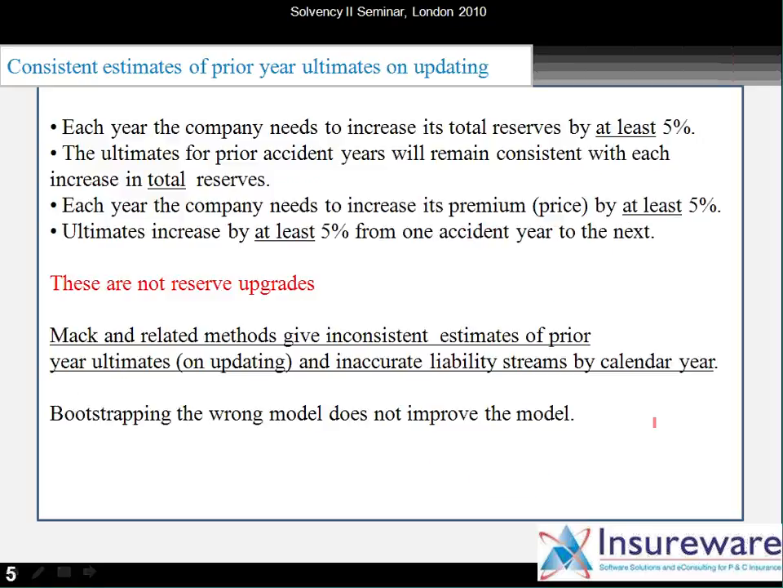Okay? And so each year the company needs to increase its total reserves by at least 5%. The ultimates of prior accident years will remain consistent with each increase in total reserves. Each year the company needs to increase its premium price by at least 5%. Ultimates increase by at least 5% from one accident year to the next. All right.